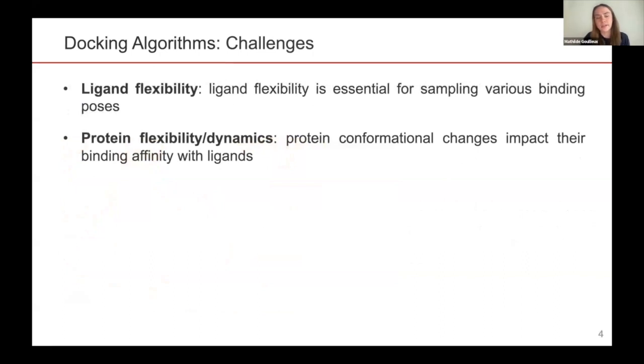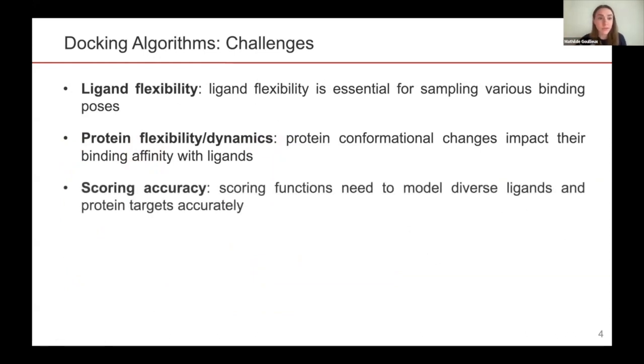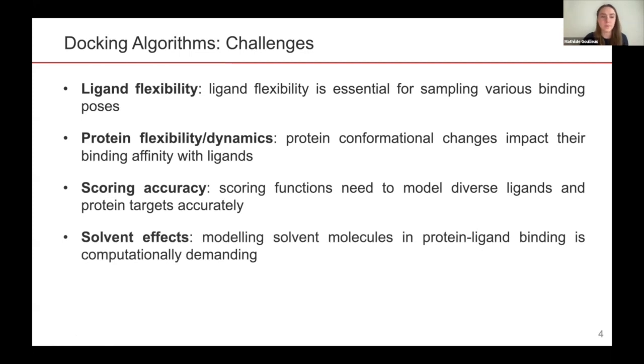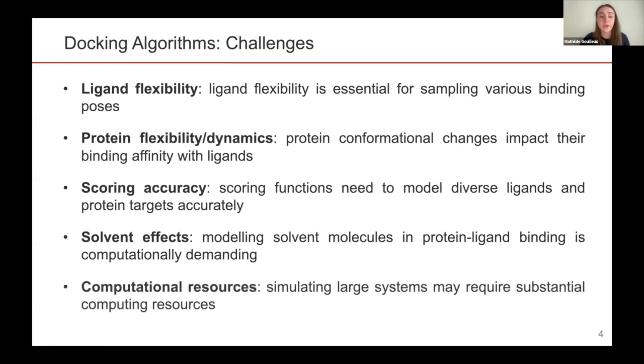The docking algorithms face several challenges. First of all, the ligand flexibility is very essential for sampling various ligand poses during the sampling procedure, but also the flexibility of the protein has a big importance in the sampling, because proteins undergo conformational changes, which impact the affinity with the ligands. Also the scoring accuracy remains very important, because the scoring functions of the docking code need to model diverse ligands and protein targets. The solvent effect also plays an important role, because solvent is very important in biology. And finally, you need to find a good trade-off for using the computational resources while having good results, especially when you want to simulate large systems, which is the case when you have large ligands or larger proteins.